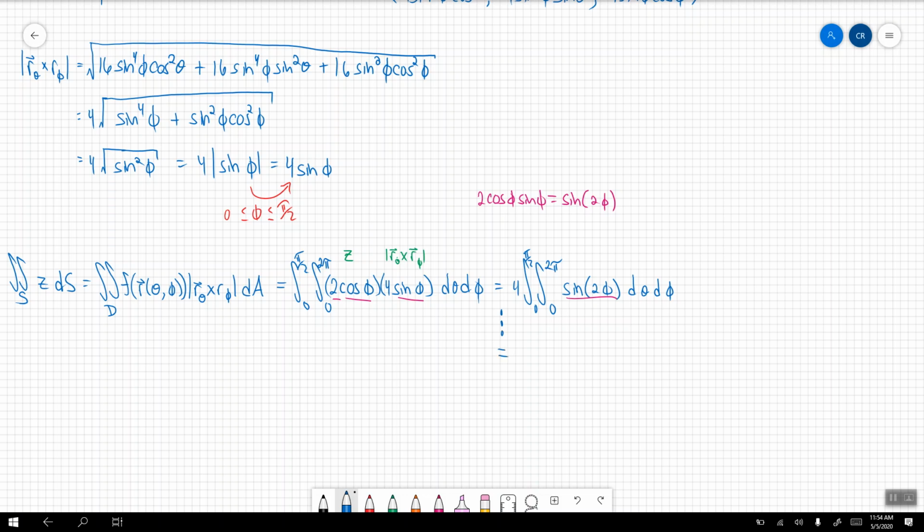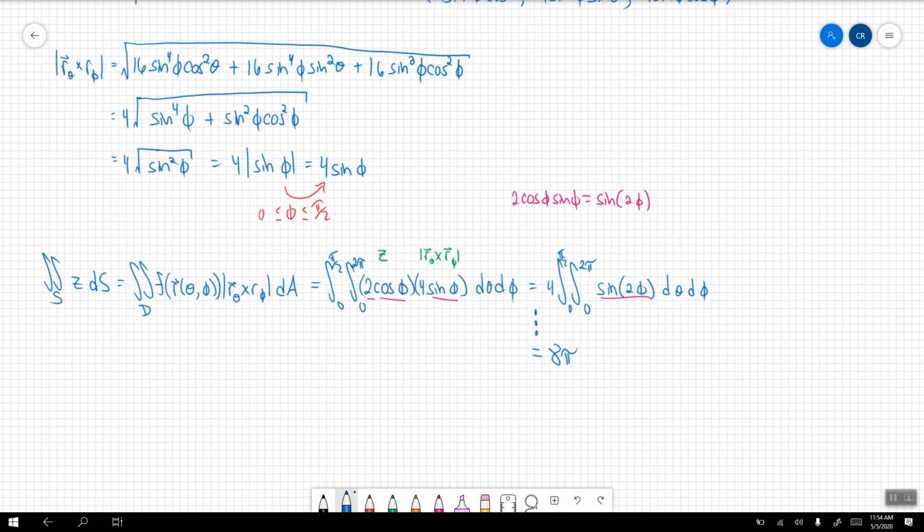So take some time and figure out what that integral is, and I'll give you the answer in just a bit. Please go ahead and do it. Pause the video. The big answer should be 8 pi. Awesome. So this surface integral evaluates to just 8 pi.